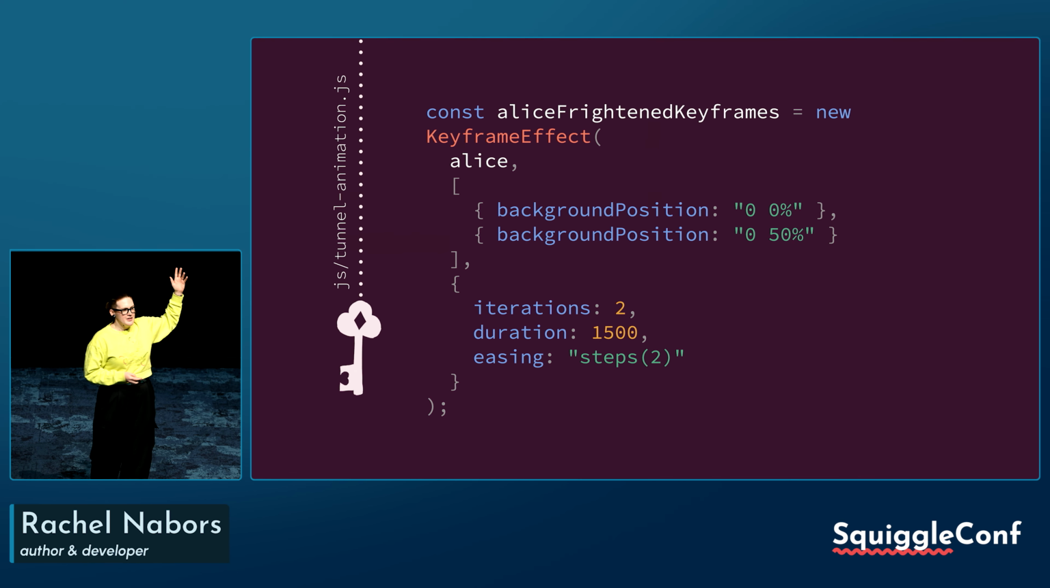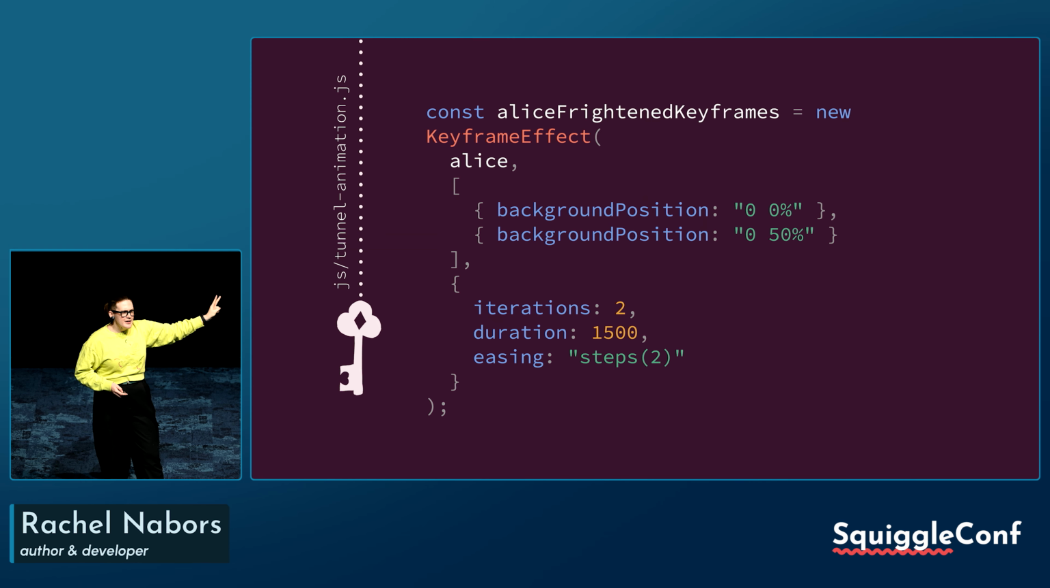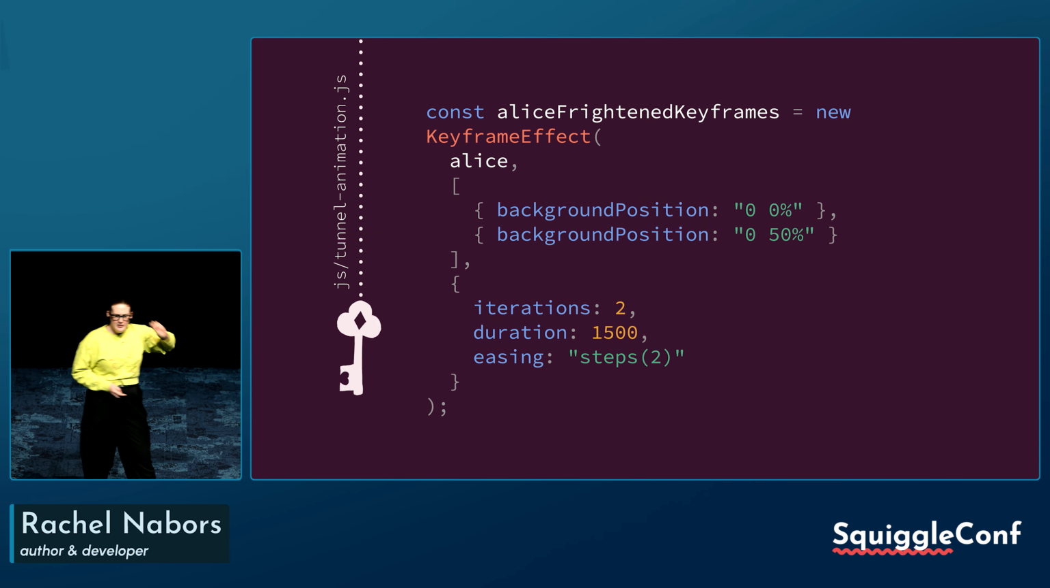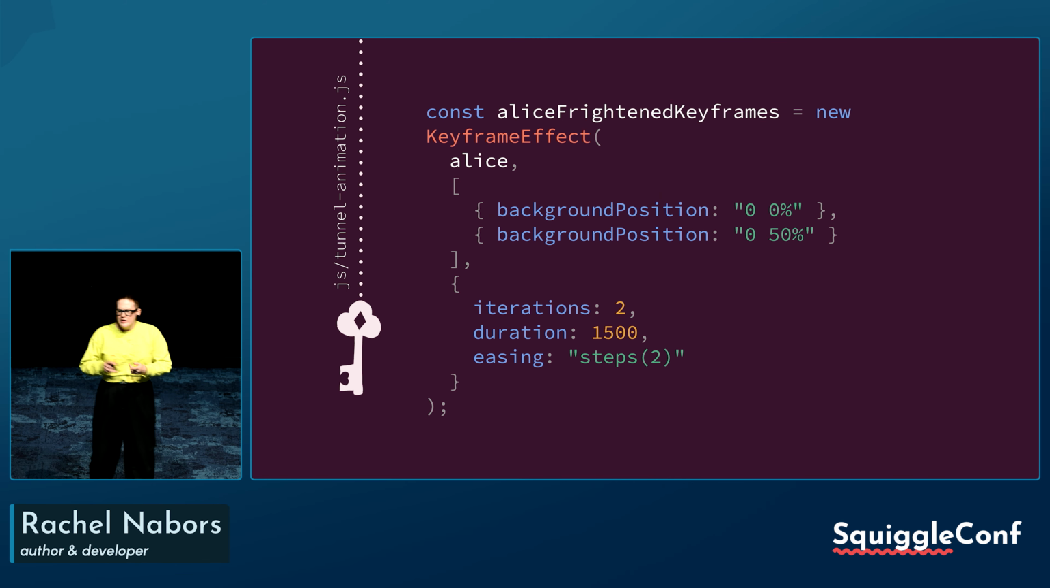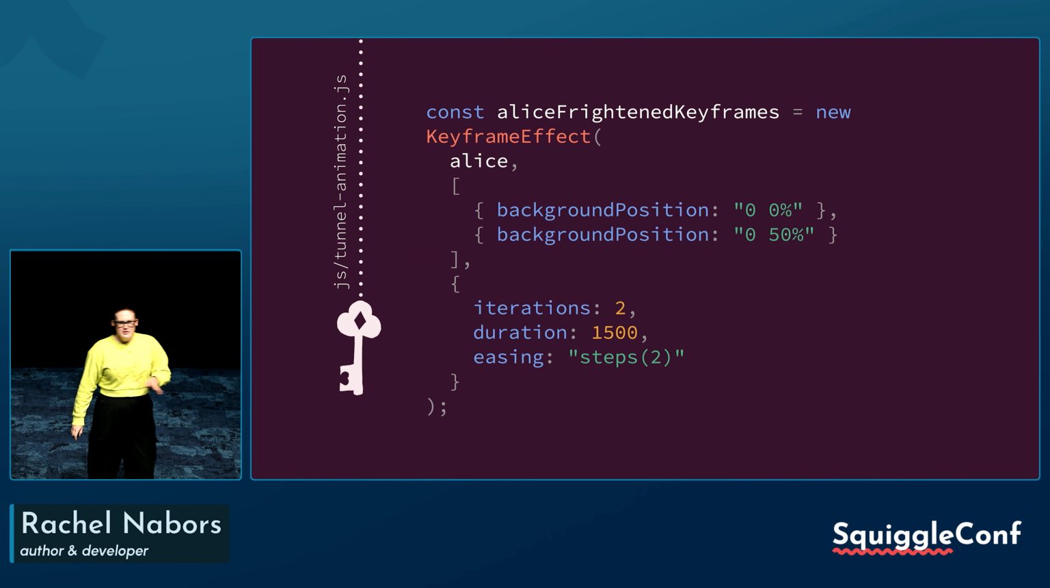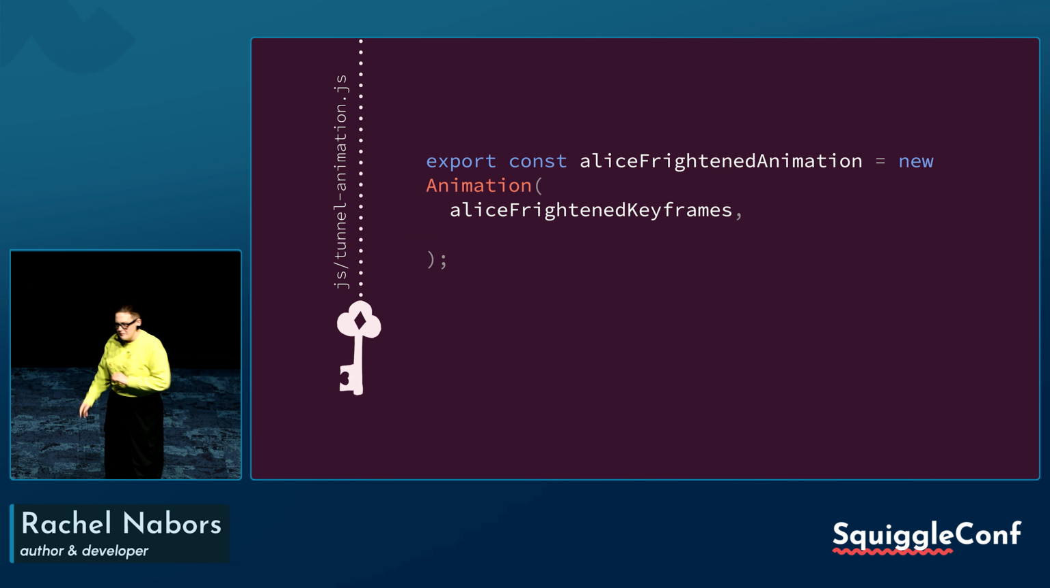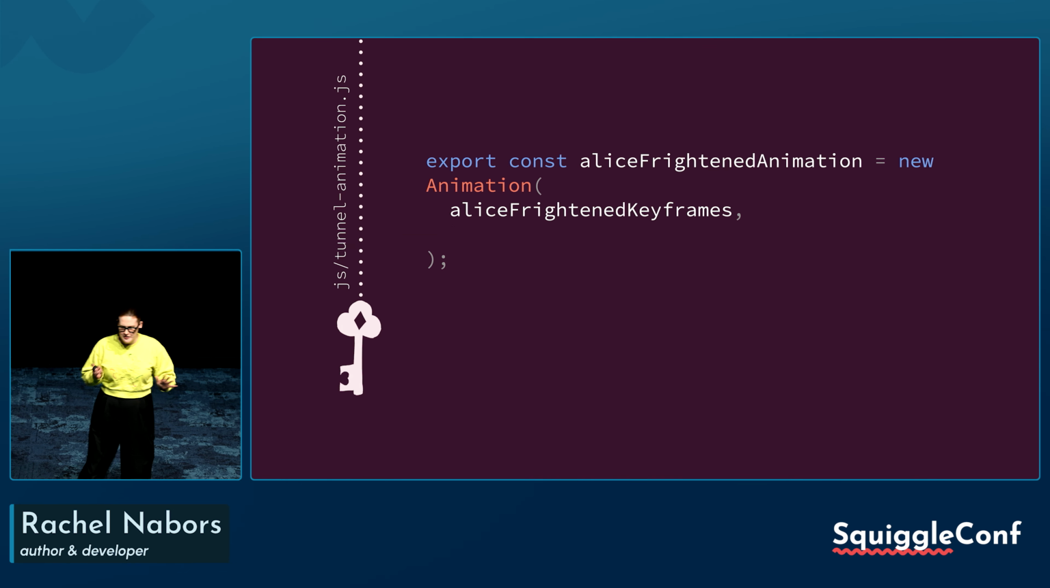This is what a keyframe effect object looks like. It consists of one DOM element, one array of key value CSS pairs. That's the stuff you're going to animate between. And one timing object, which contains how many iterations you're going to do, what the duration is going to be, what the easing is going to be. We'll get into easing.